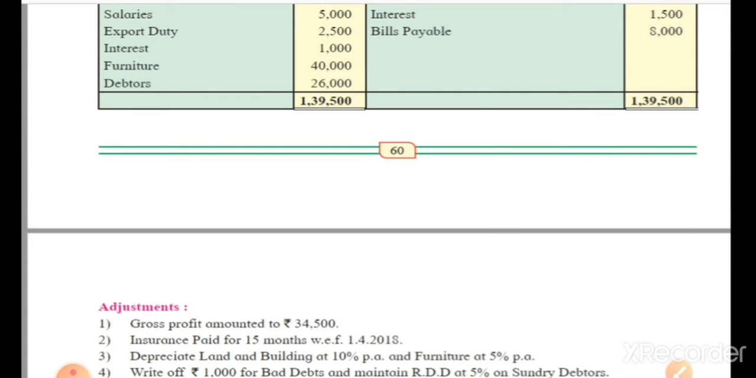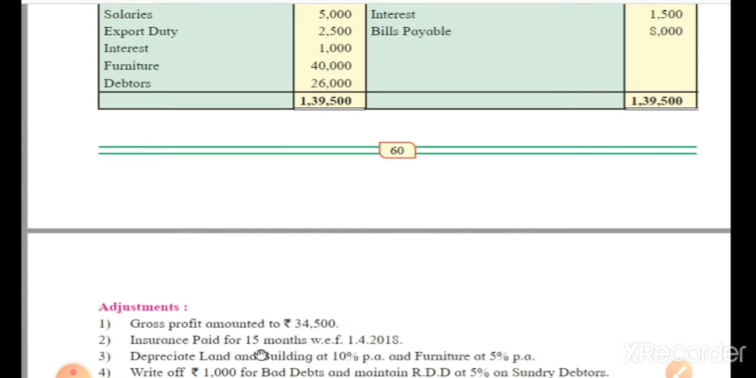Deducted from the insurance as a prepaid insurance, 3 months insurance we have to calculate here. How is it calculated? Insurance amount is 15,000, so 15,000 into 3 divided by 15. So we get the amount of 3 months insurance premium. We deduct it from that insurance, and the second effect we show in the balance sheet asset side. Okay, so two effects we understood.